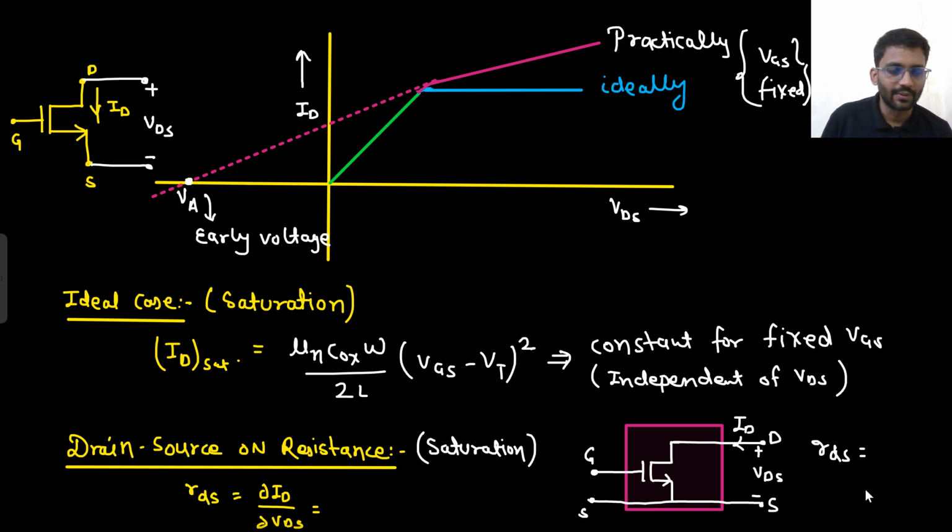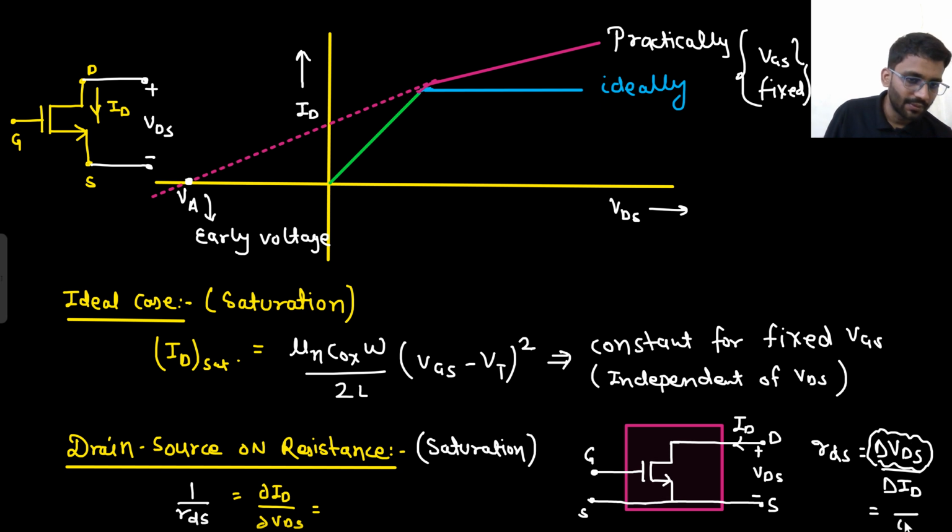So what will be that RDS value? Del ID upon del VDS will be 1 upon RDS. So RDS is the change in VDS voltage over the change in ID. Even if I change VDS, the current is constant, so del ID is 0. Let's assume I make a change in del VDS of X, but the change in current ID is 0. That means the resistance would be infinity.